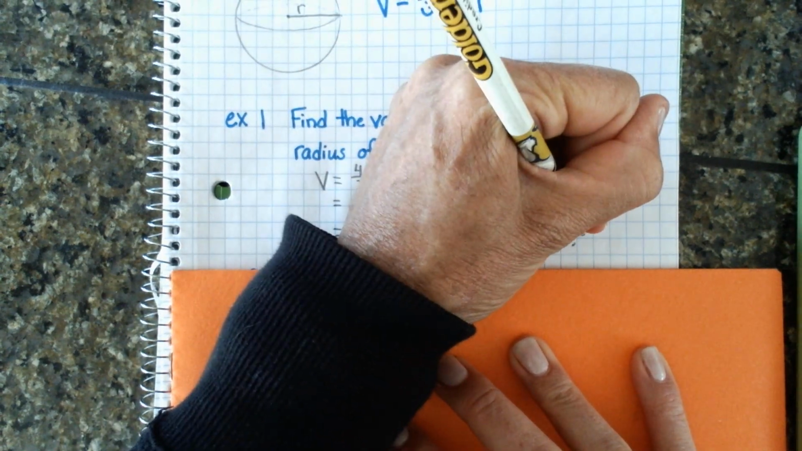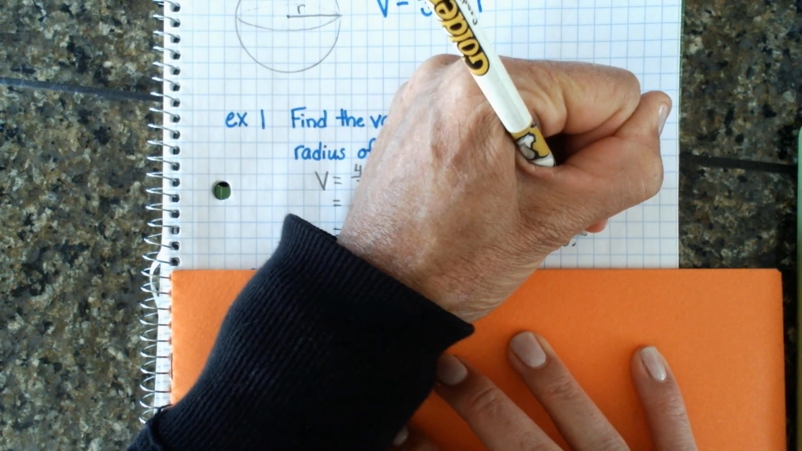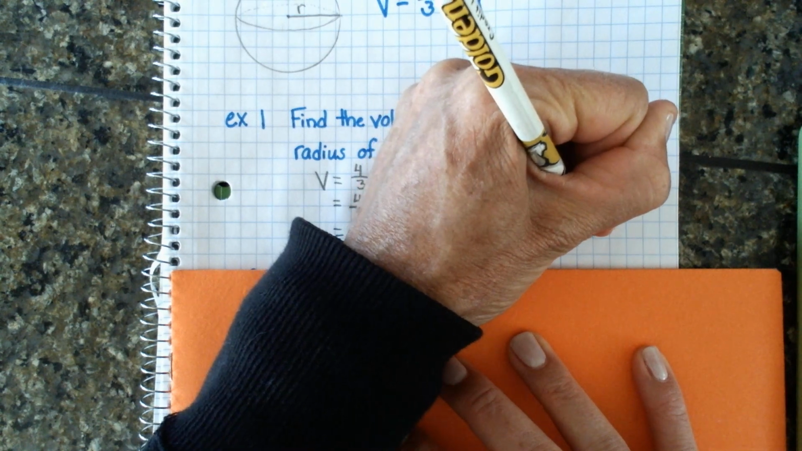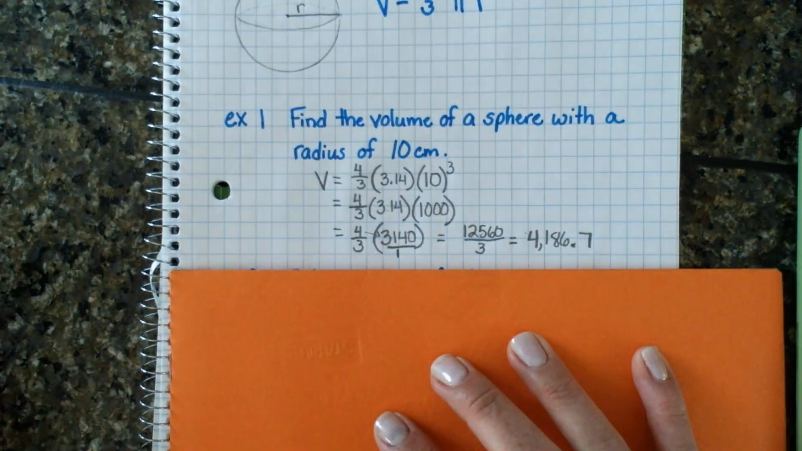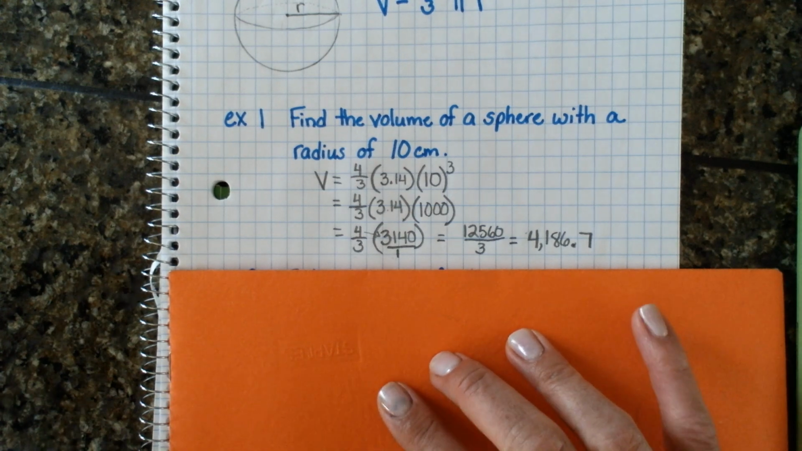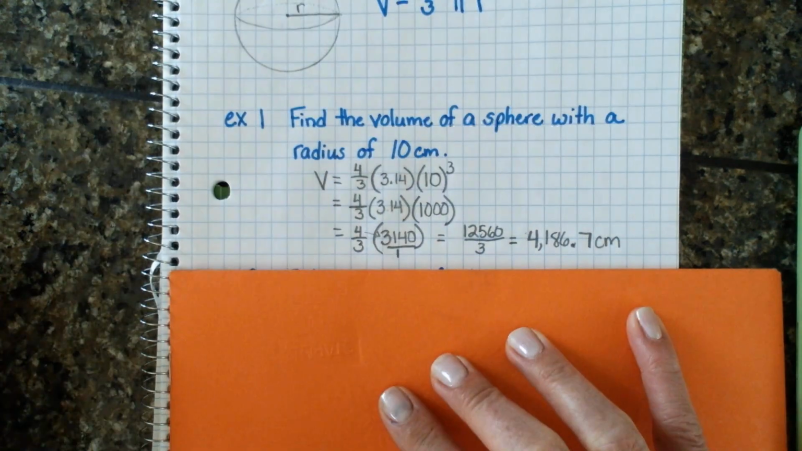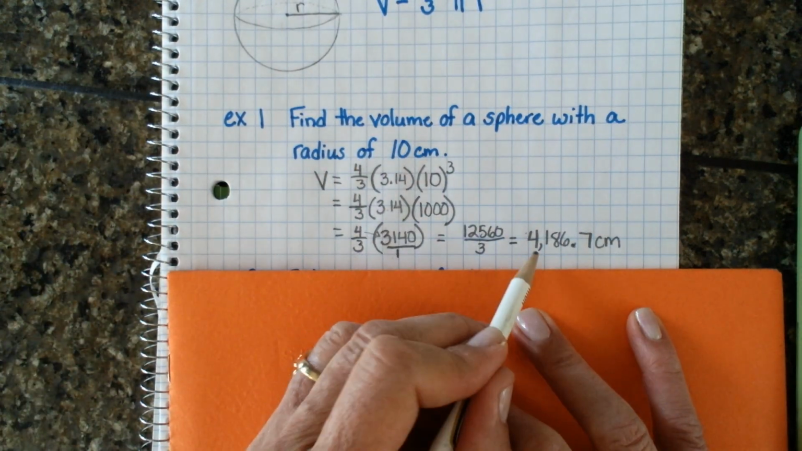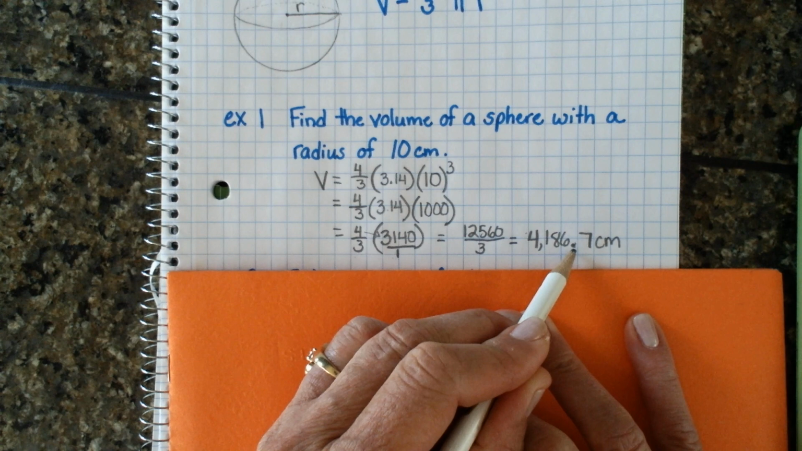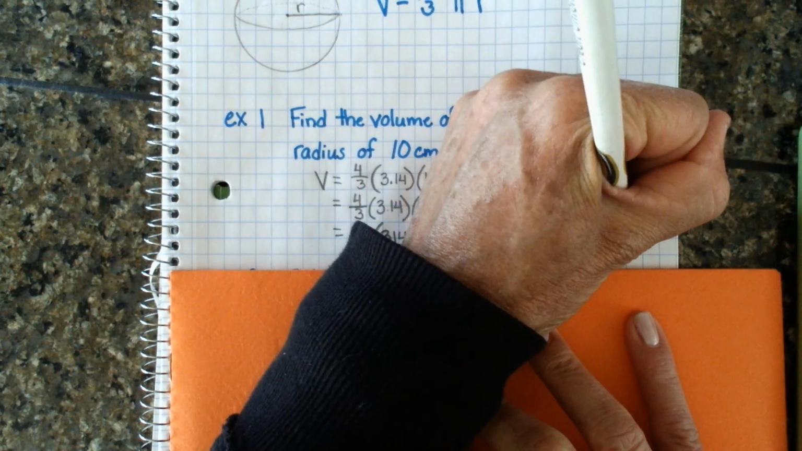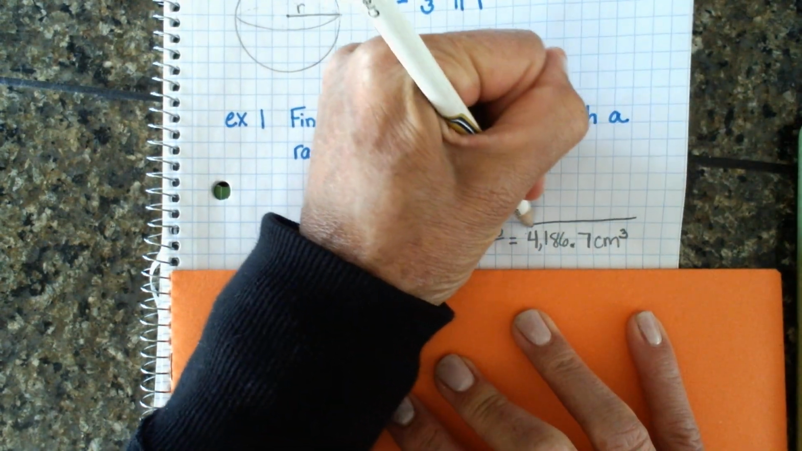4,186.6 repeating would round to 6, 6 would round up to 7, so 7/10 is my approximate answer when I round to the nearest tenth. And our dimensions are in centimeters, so the volume of this sphere is 4,186 and 7/10 centimeters cubed.